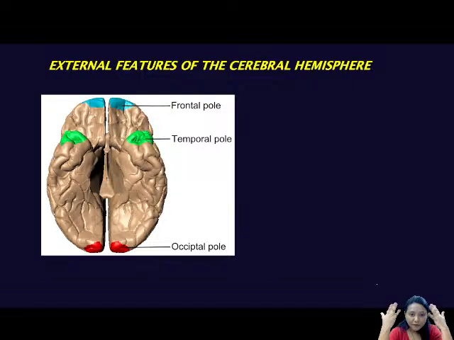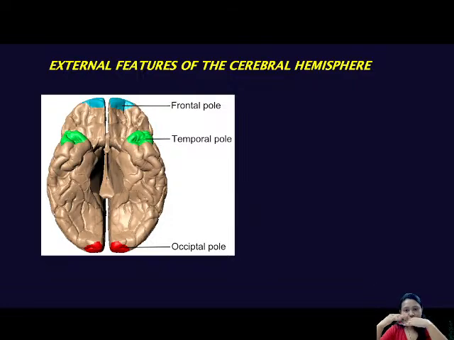After we removed the calvaria, the bony structure, we got the meninges. We know that we have 3 meninges: the dura, the arachnoid, and the pia mater. The dura mater is derived from the mesoderm and is known as pachymeninges. It is thick and fibrous. The arachnoid and the pia mater are very thin and are known as leptomeninges.